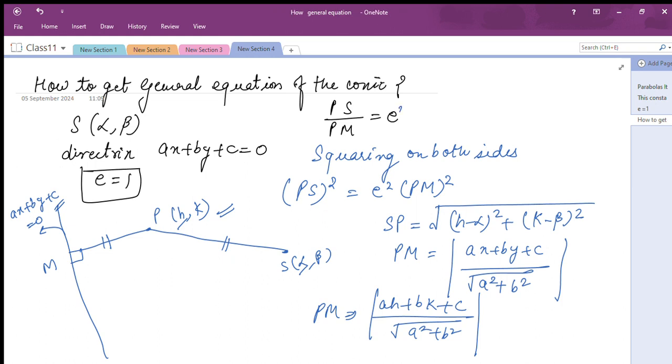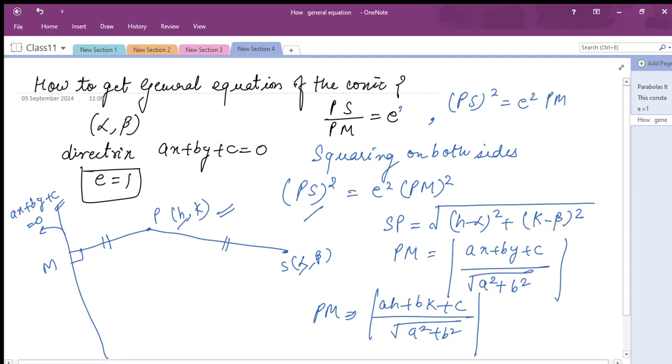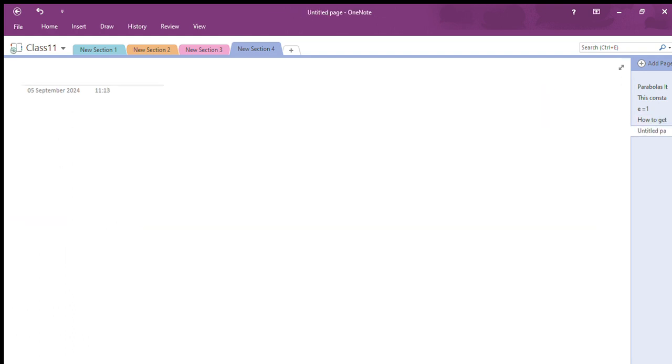And you already know e square is 1. So now you can put PS square, e square and PM square into the formula, because we did the squaring on both sides. So now put this value into PS square equal to e square PM square. So what is the value of PS?